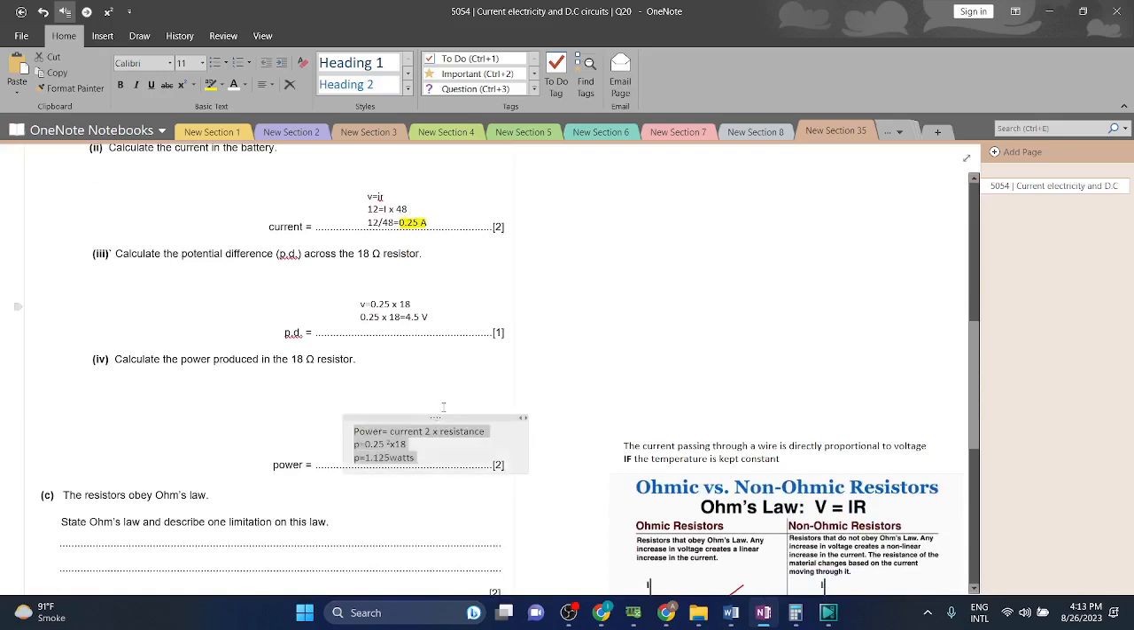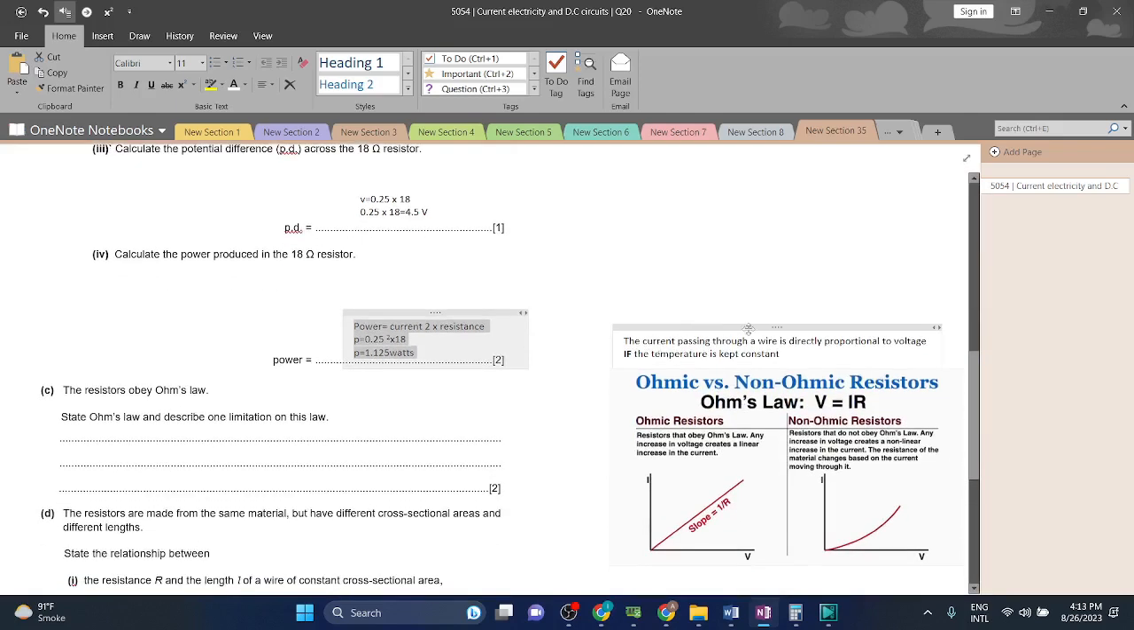Let's move on. आगे चलते हैं. The resistors obey the Ohm's law. State Ohm's law and describe one limitation of this law. So the Ohm's law states that the voltage will be directly proportional to the current passing through the wire. Current passing through the wire is directly proportional to the voltage. Therefore, they have maintained a directly proportional relationship.